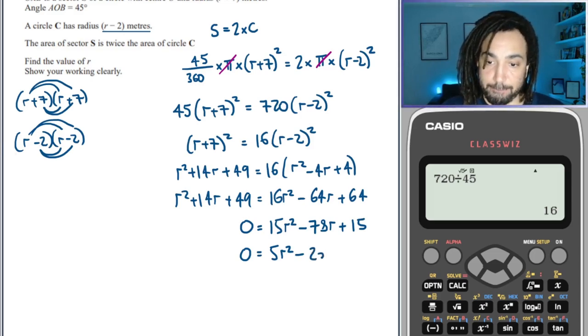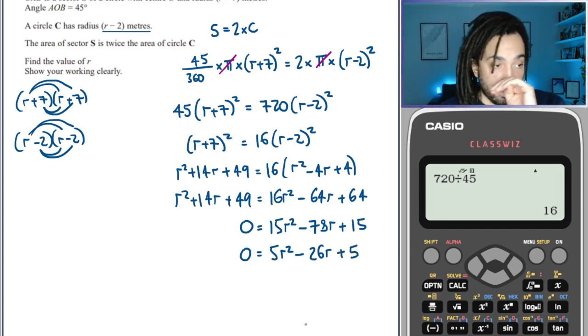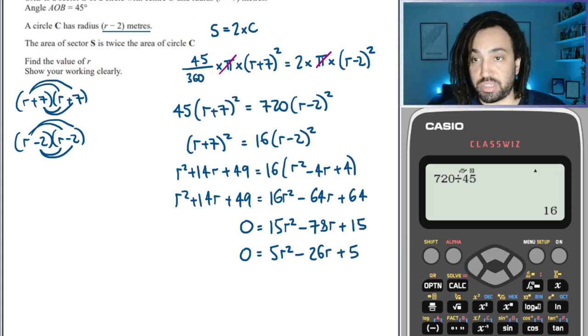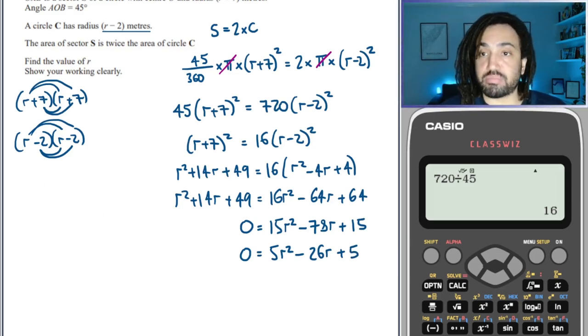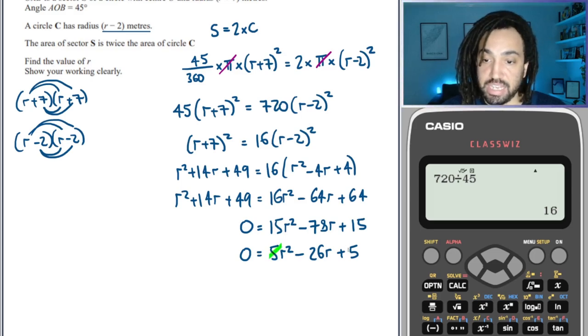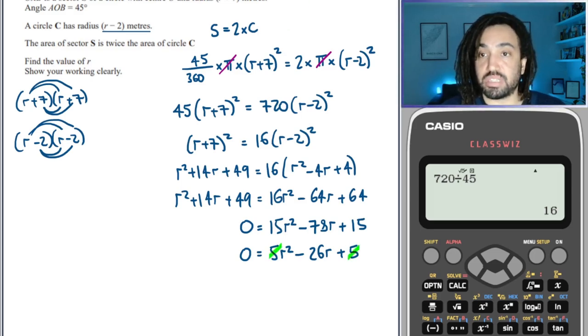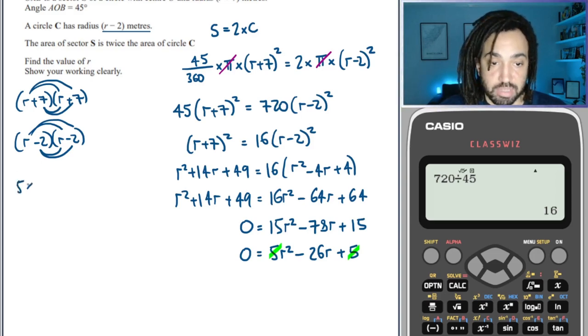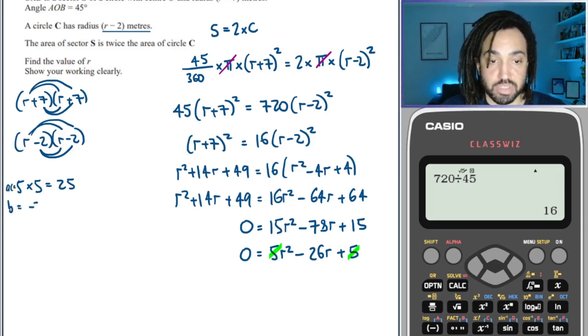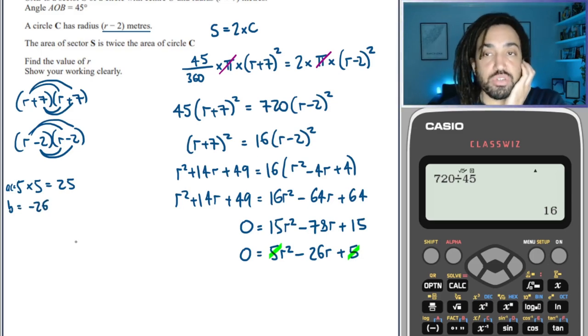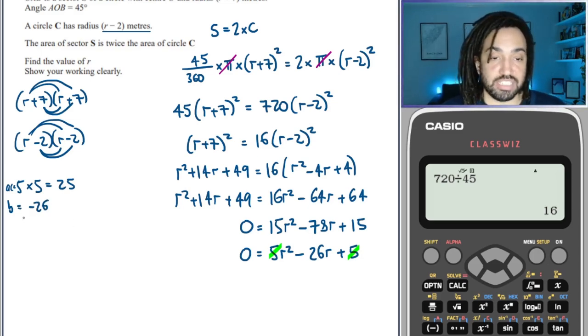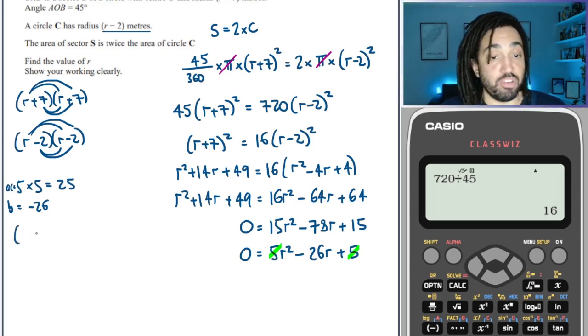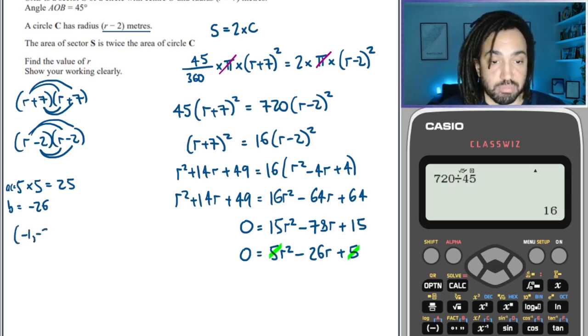5r squared minus 26r plus 5. Okay, now how do I factorize quadratics? Well, I do it in a slightly funky way. What I do is I take the a and the c term, and I multiply them together, which is going to give us 25, so that's a times c. And then the b term on its own is just minus 26. So we look for two numbers that times to make 25 and add to make minus 26. They must both be negative. They must be minus 1 and minus 25.